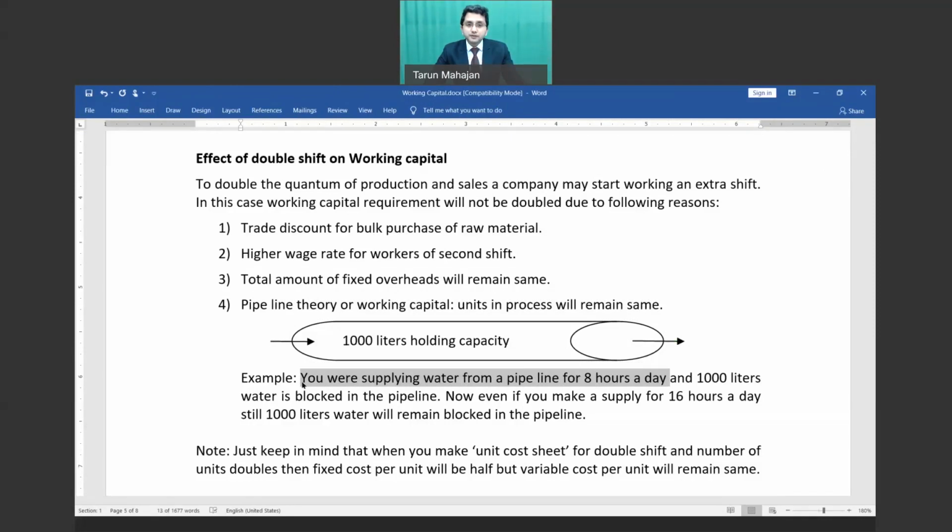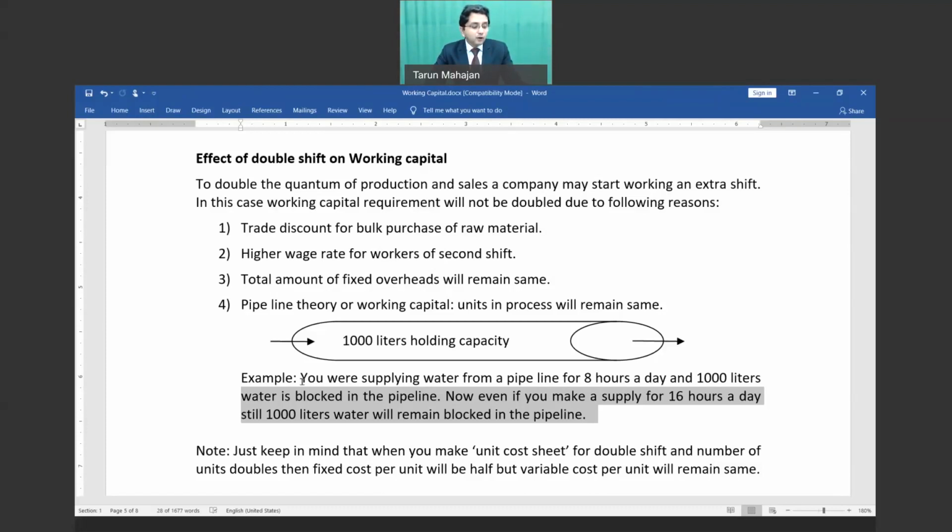Earlier, the water supply was 8 hours in a day. And before the water could exit from the other end, 1000 liters of water was blocked in between. Now, even if they start supplying 16 hours a day, it doesn't mean that 2000 liters of water will be blocked in the pipeline. Still, the same 1000 liters of water will be blocked in the pipeline. This is called pipeline theory, and the same thing holds true for WIP also.